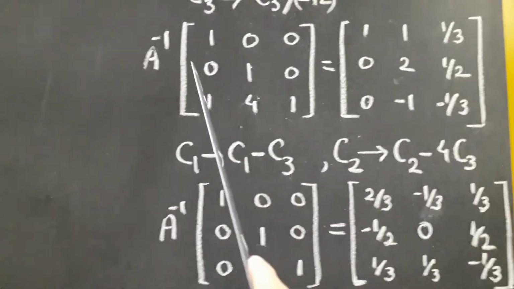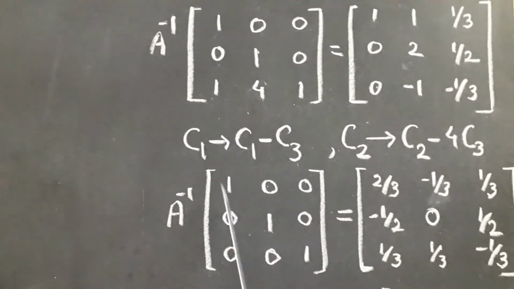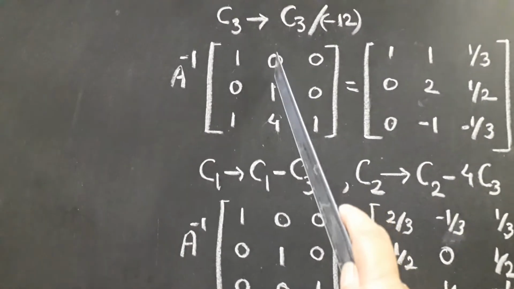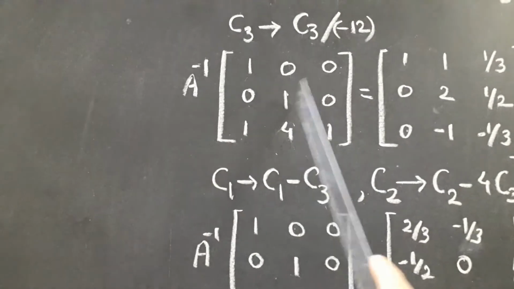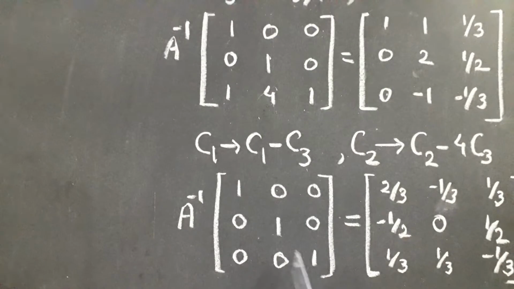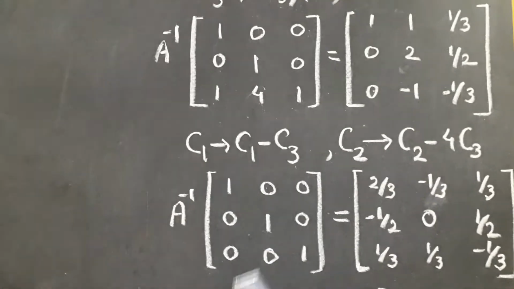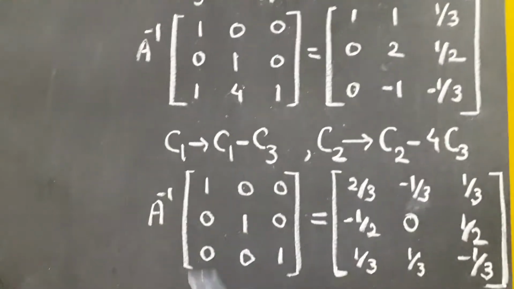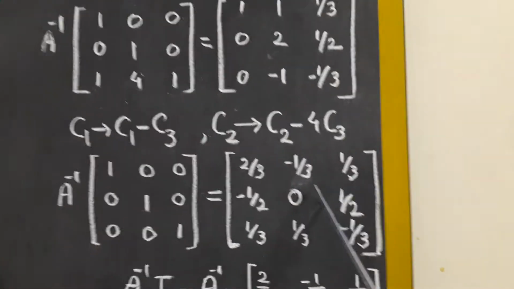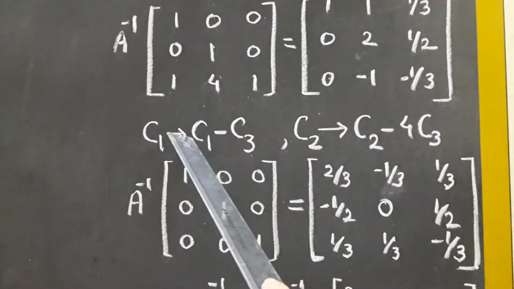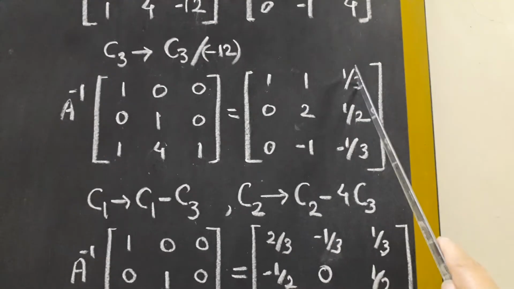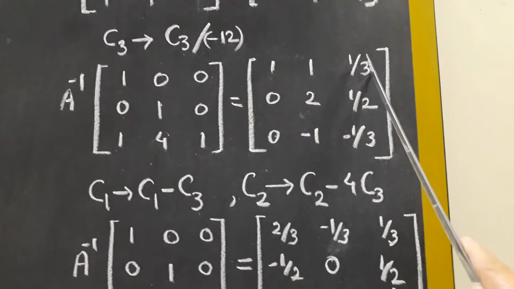So, 1 minus 0, 0 minus 0, 1 minus 0 is 0. We do that, and C2 minus 4 times C3 will give me 0 minus 4 times 0, 1 minus 4 times 0, 4 minus 4 times 1 is 0. And so here we have changed the first column and the second column. In the same manner, here also we are going to change the same way, that is C1 minus C3. So see that C1 minus C3, 1 minus 1 by 3 is 2 by 3.